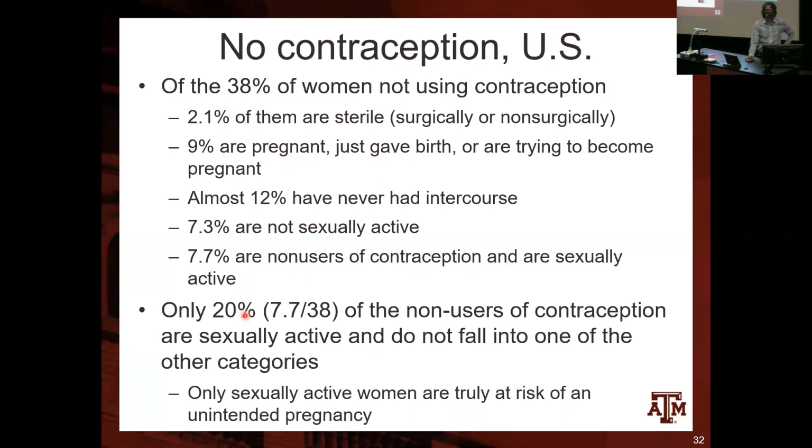So only 20% of this 38 (7.7 divided by 38) of the non-users of contraception are sexually active and do not fall into one of the other categories. Only sexually active women are truly at risk of unintended pregnancy. So overall, 7.7% of women in the US, based on this data, are at risk of having an unintended pregnancy. 7.7 out of 38 is 20% of women who are non-users. Actually, only 20% of them are at risk of having unintended pregnancy.